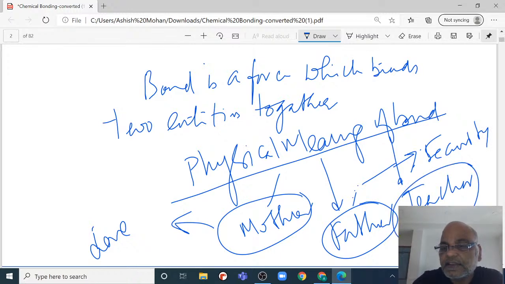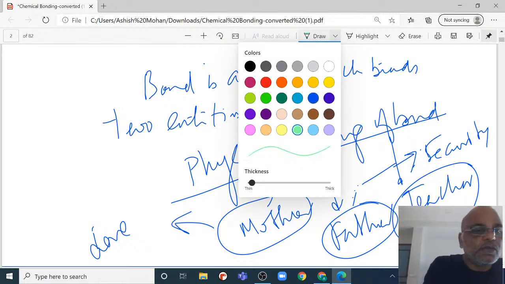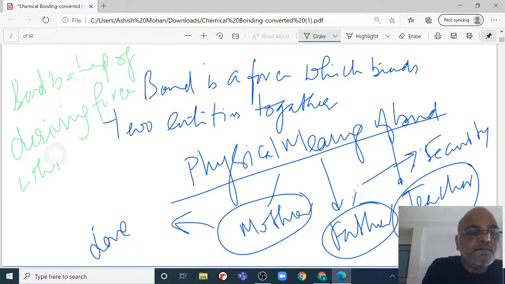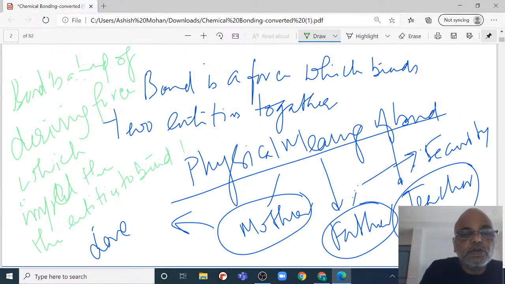If I'm talking about a bond with teacher, this is information or knowledge. These are the driving forces. If you don't have knowledge sharing between the teacher and you, there is no kind of bond that exists. So bond is basically a kind of driving force. Bond is a kind of driving force which impels the entities to bind together.